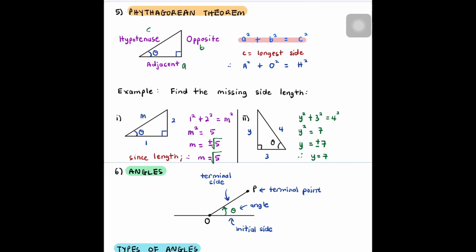So rearrange this one, y squared is equivalent to 7. How to find 7? 4 squared, 16, minus 3 squared, which is 9. So y is equivalent to plus or minus the square root of 7. And then we choose only the positive sign because this is the length. The length is always positive. Okay, so this is the example that uses this formula from the Pythagorean Theorem.